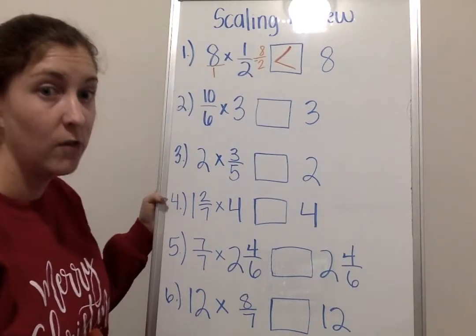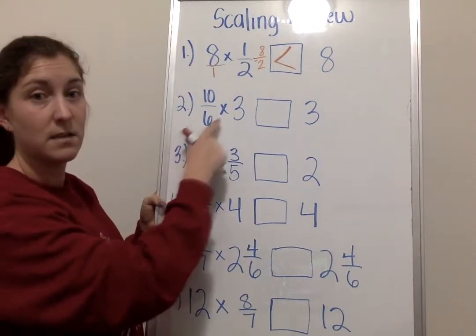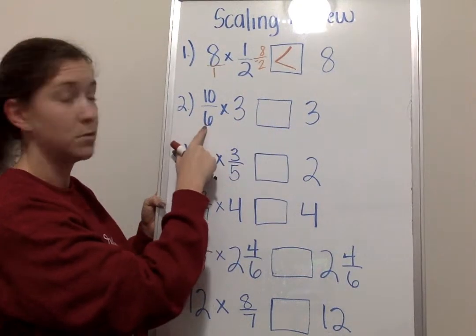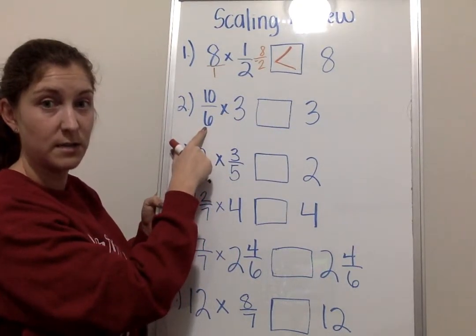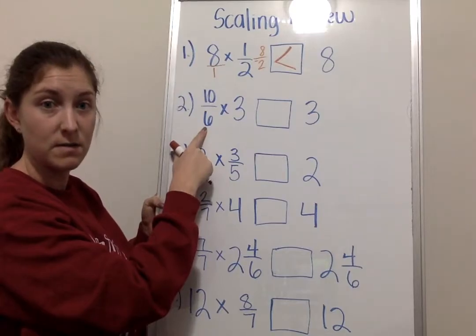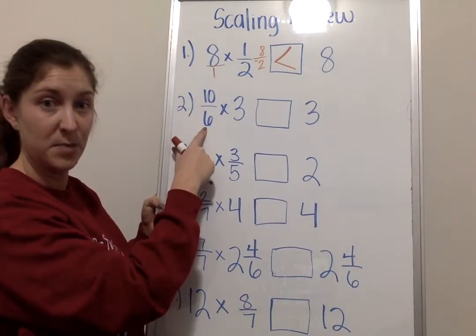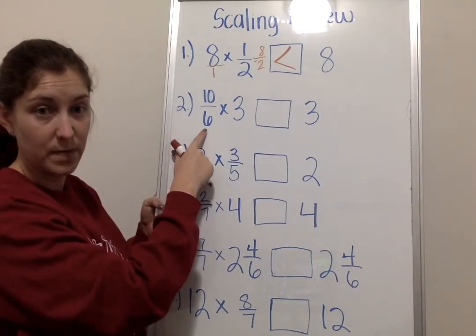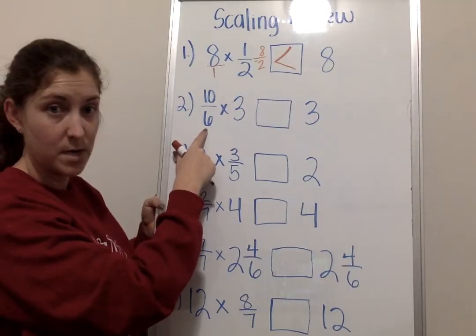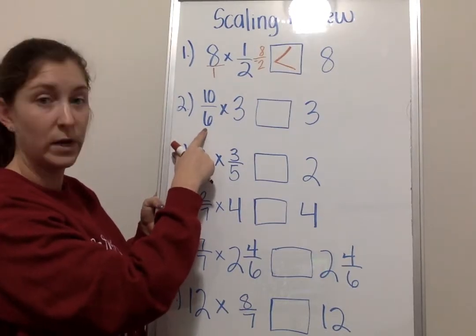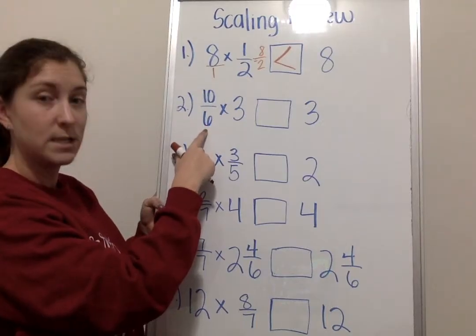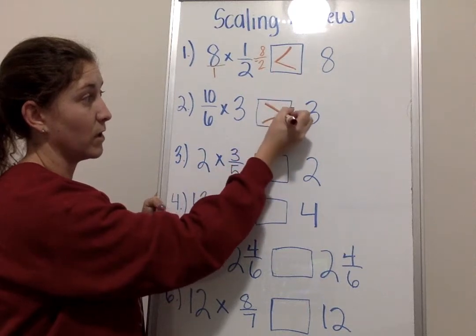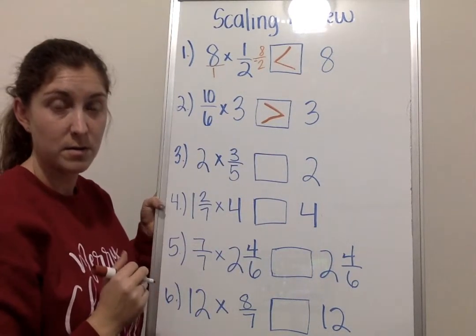For number 2, 10/6 times 3 is greater than, less than, or equal to 3. Well, look at what we're multiplying by here, the fraction 10/6. What type of fraction is 10/6? 10/6 is an improper fraction. Because it's an improper fraction, that means I can change it to a mixed number. Anybody know what the mixed number would be? It would be 1 4/6. 1 4/6 is greater than 1, therefore we are going to put a greater than symbol there in that box.